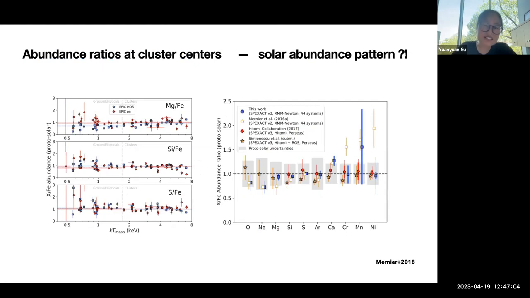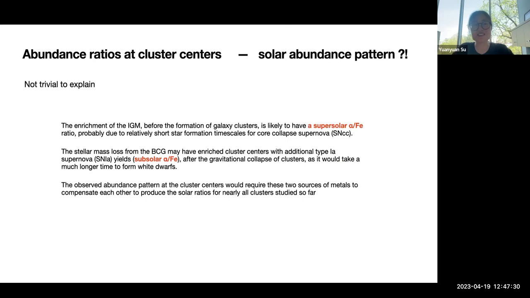So for cluster centers, I would say the result is actually somewhat surprising, especially combined with the Hitomi measurement of the Perseus cluster. As you can see, among all those abundance ratios we have looked at, they are more or less solar, consistent with the solar value. And this result is actually not easy to explain, because at cluster centers, we believe it is definitely influenced by the BCG, which is supposed to produce a subsolar alpha to iron abundance ratio.